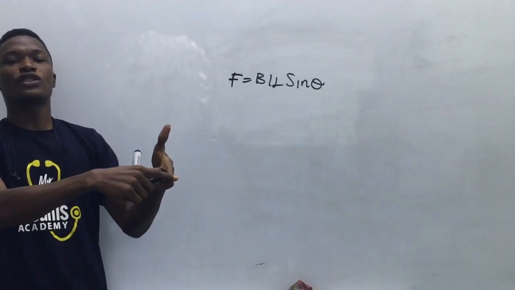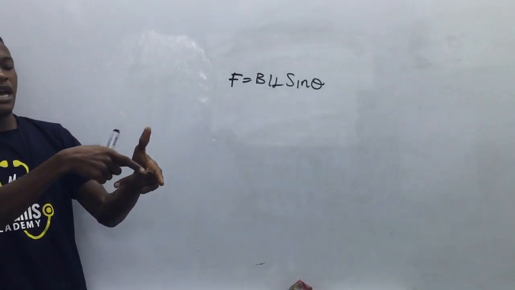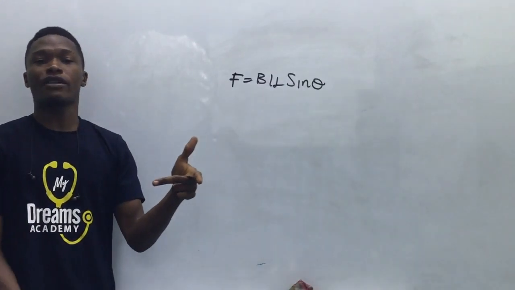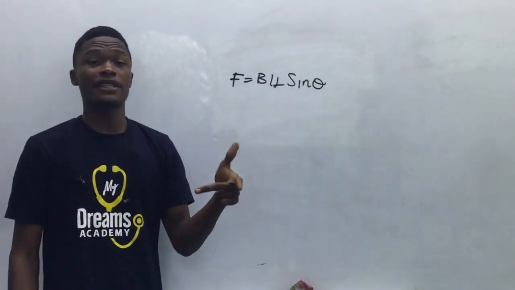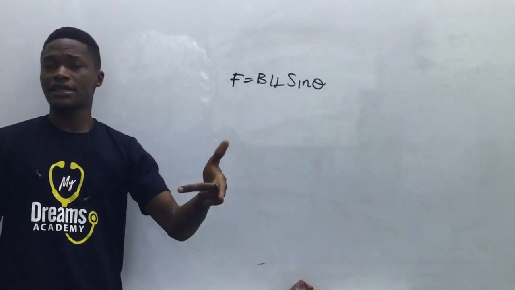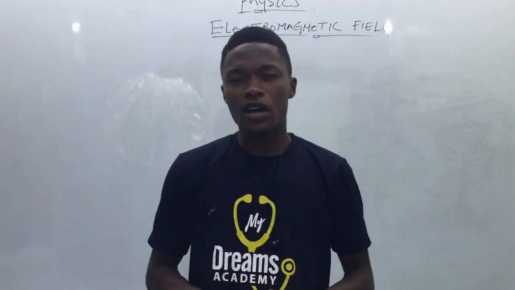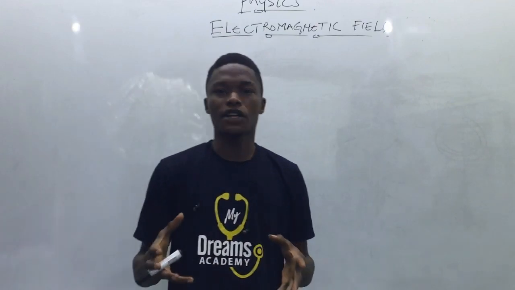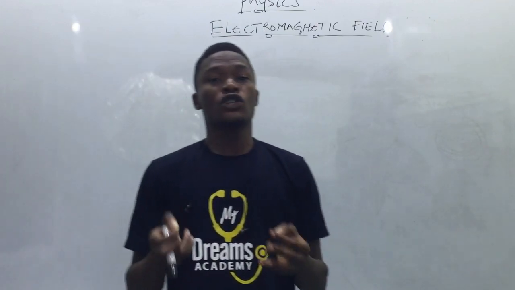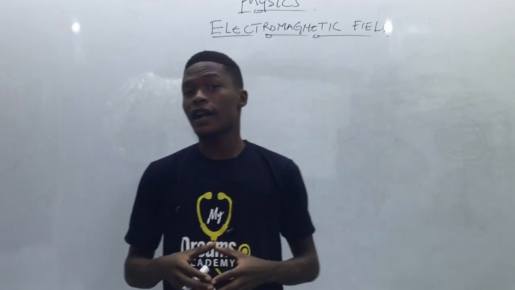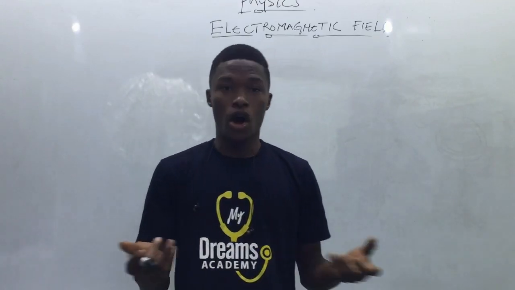My index finger points towards the direction of the magnetic field. Then my middle finger will point towards the direction of the current. That is Fleming's left hand rule. Just practice that, okay? Okay, so we're going to talk about the fundamental concept of electromagnetic induction. Now, like I told you before, electromagnetic induction was discovered by Michael Faraday while he was experimenting on things.